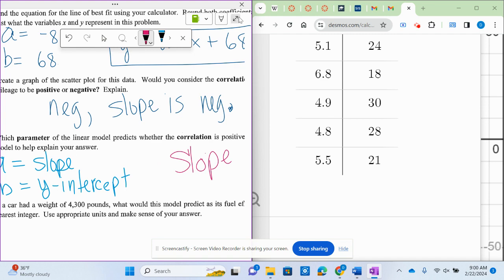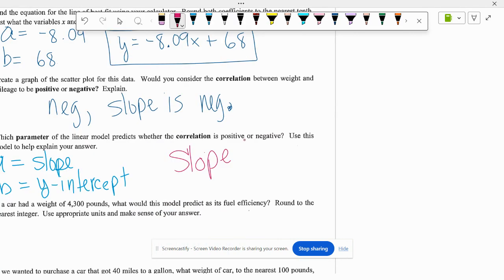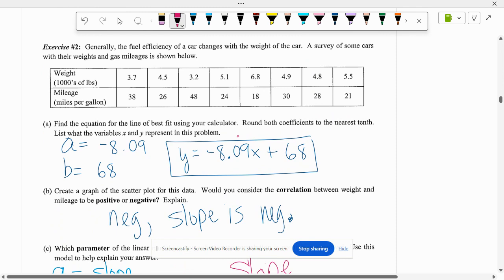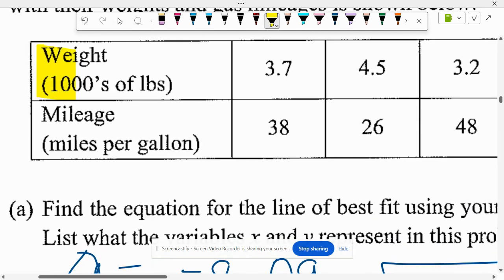Okay. The next question is about a car weight. So I'm going to go back up to the table. The question says, if I had a car that weighed 4,300 pounds, how do I represent a car? It's going to be an X value. How do I represent X when it's 4,300 pounds? Look at your table. How does your table represent your X values? What does it say right here?